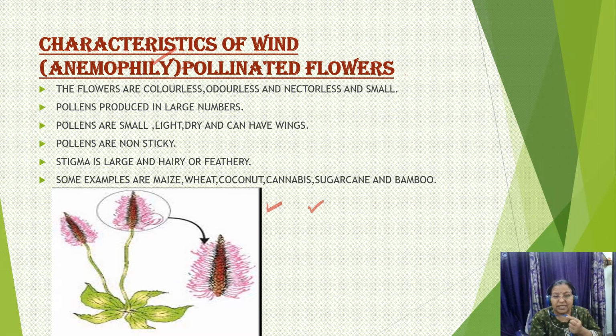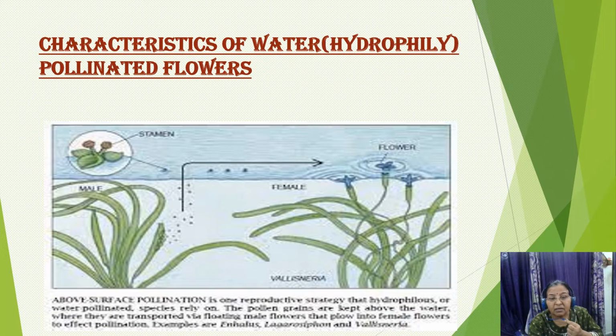Most of the crops, wheat, maize, rice, you must have seen the flowers are brownish in color. They are not very beautifully colored. So there is no need, since the wind pollination is there. Whereas in insect pollinated flowers, before we study insect pollinated flowers, here you will see the hydrophily, means the pollination by water. So water pollination, a very good example is Vallisneria.